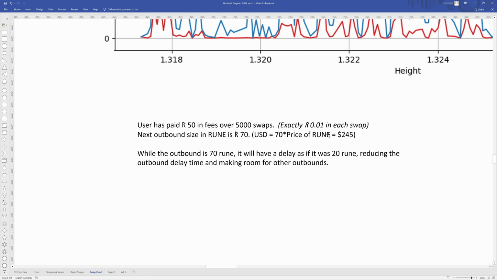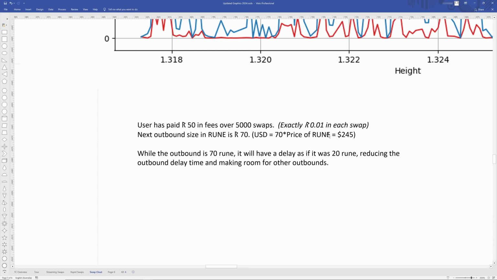So if a user's paid 50 rune in fees, these would be swap fees or slip fees, in 5,000 swaps. So they paid exactly 0.01 rune in each swap. So the next outbound size is 70 rune. That's what they're trying to process. The rune price in my example is $3.50. So their outbound value is 245 USD, or 70 rune. So whilst the outbound value is considered 70 rune, they'll have a delay as if the rune value was 20, thus reducing the outbound delay time and making more room for other outbounds, because obviously their outbound is processed a bit quicker.